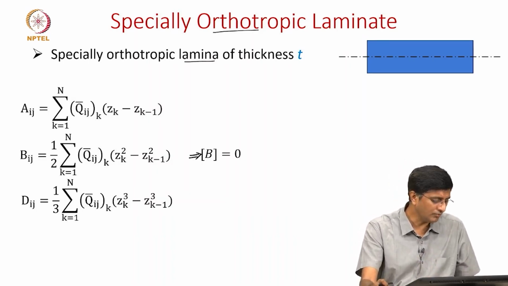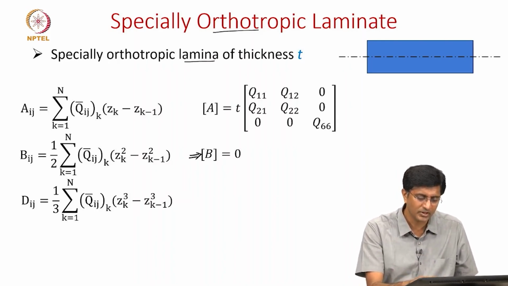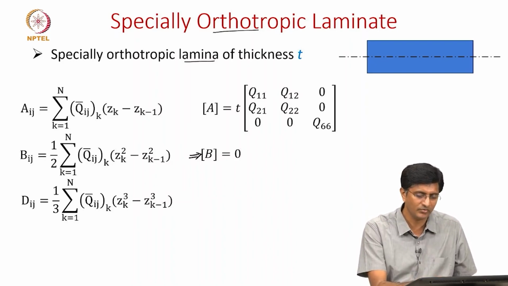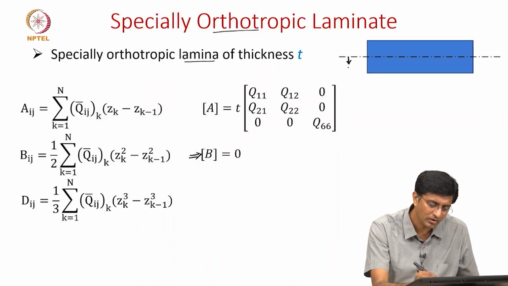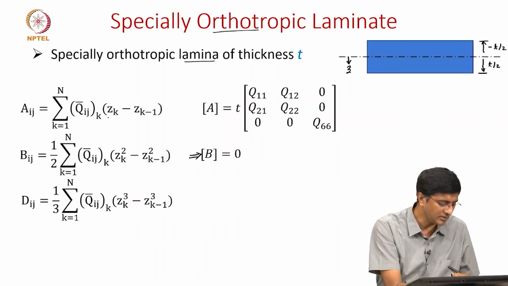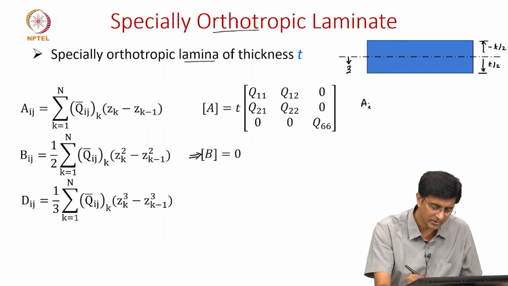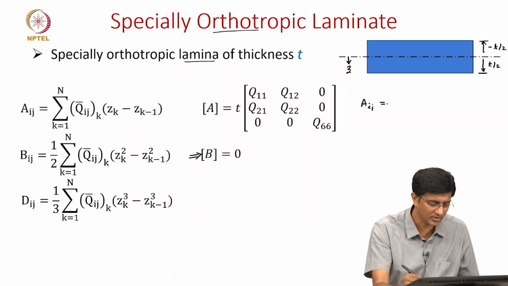Next, how can we write the A matrix? The A matrix can be simply written with the Q matrix times thickness. Let's see why we do this. Let's write the Z values. Z values, as we know, are positive going downwards, meaning at the bottom surface we have plus T by 2 and the top surface is given by minus T by 2. So let's apply this formula for Aij, and since the n value is 1, k is equal to 1 to n, we can get rid of the summation. It is simply Q dash.